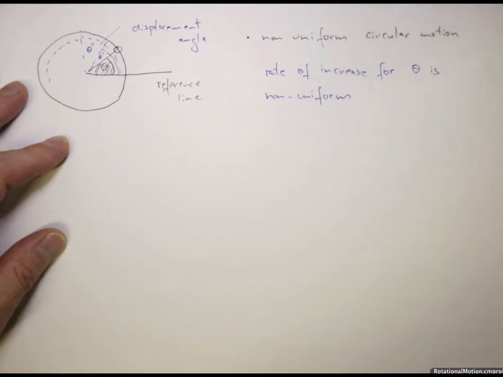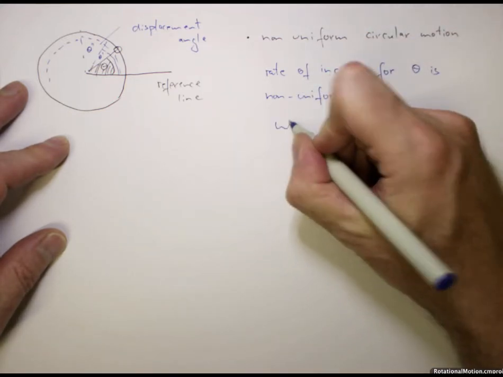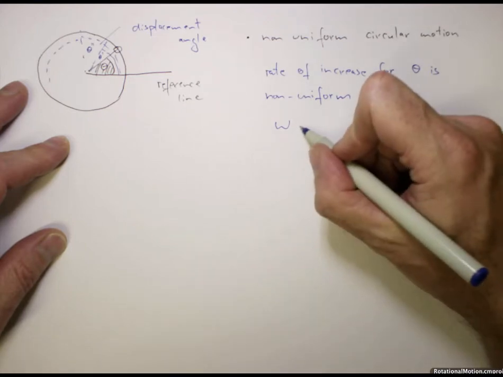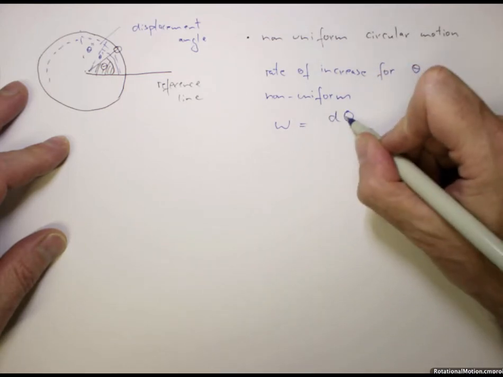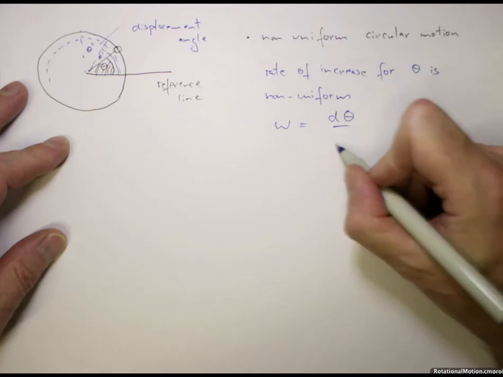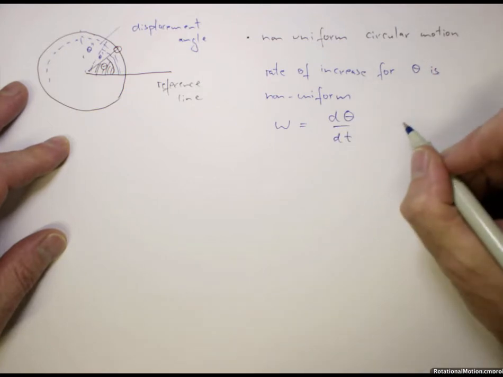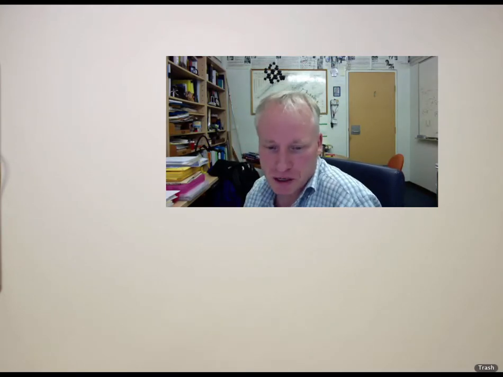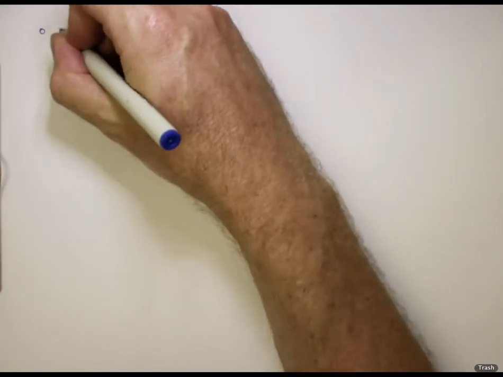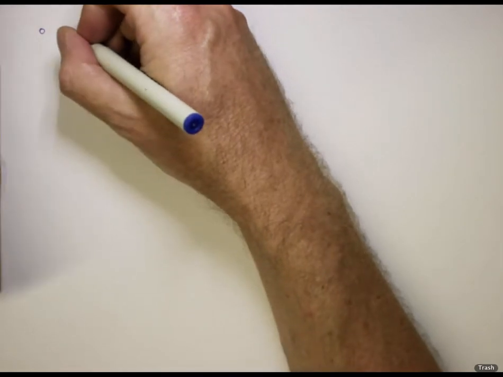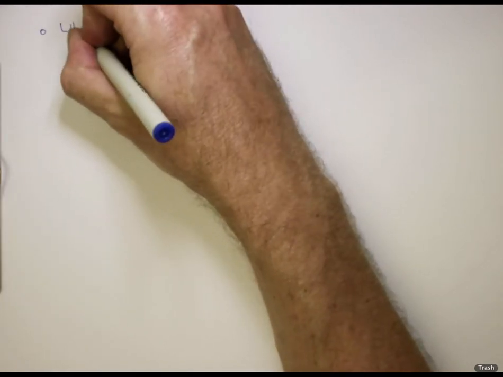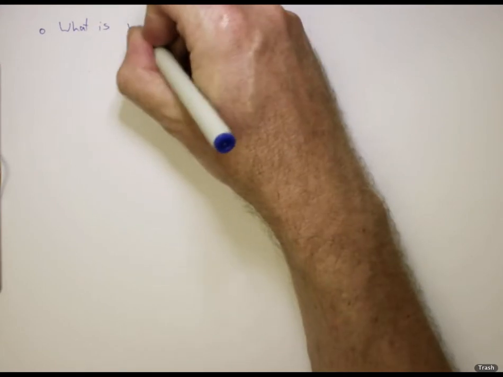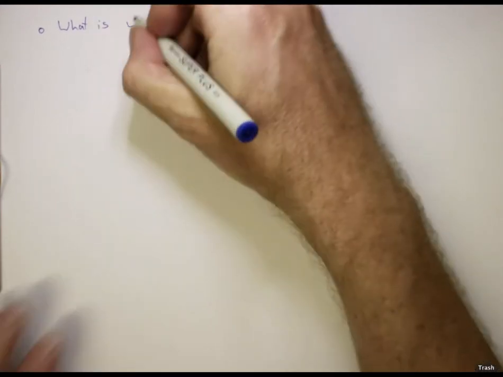Let's define this rate of increase and call it omega. Omega is the change of displacement angle theta with time, d theta dt. Omega varies with time. What is the meaning of omega? There's some interesting information in omega. Let us ask ourselves that question. What is omega? What is the physics meaning of omega?